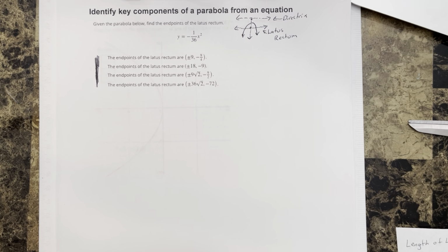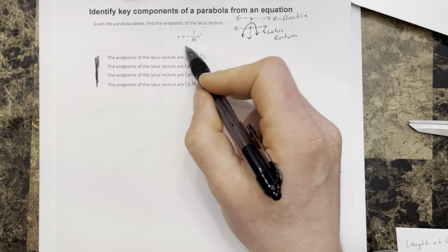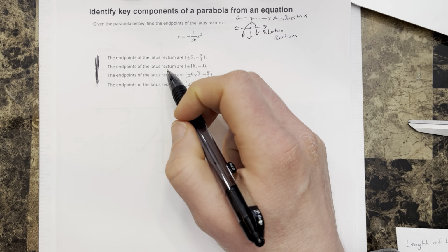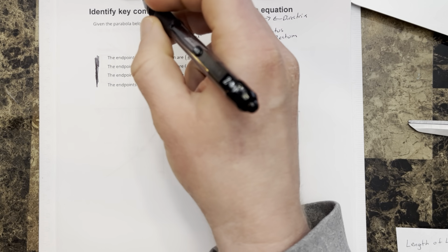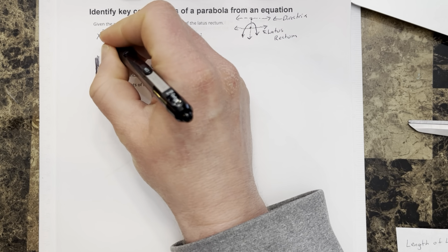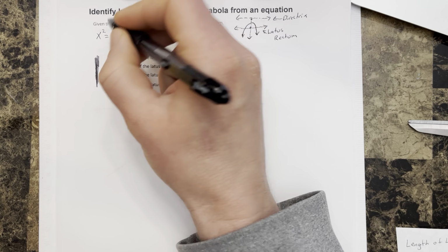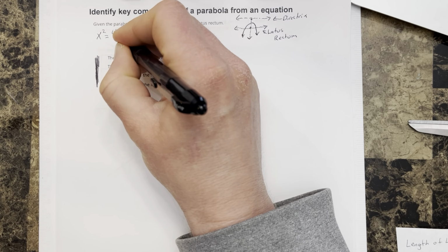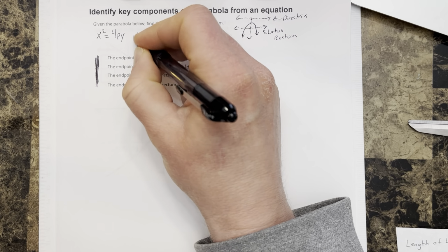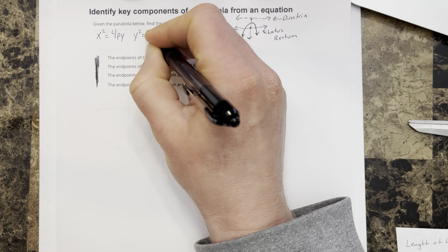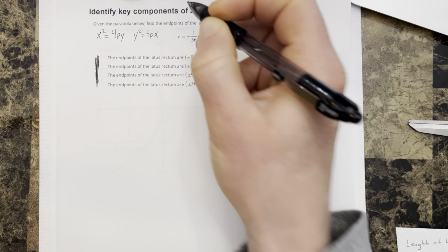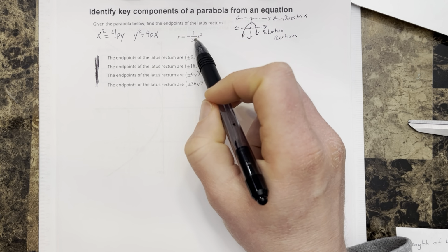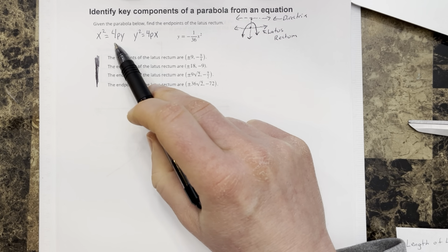So what we want to do is make sure that this parabola is in the standard form for parabolas, which is, there's actually two standard forms. There's either x squared is equal to 4py, or there's y squared is equal to 4px. So it just depends on which one you're given. Are you given x squared or are you given y squared here? And we're given x squared, so we're going to go with this standard equation.